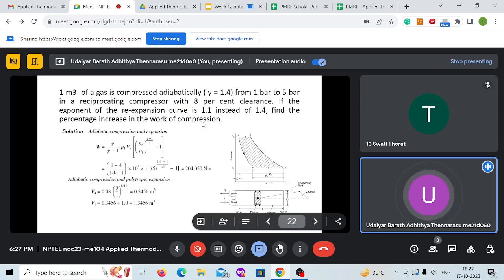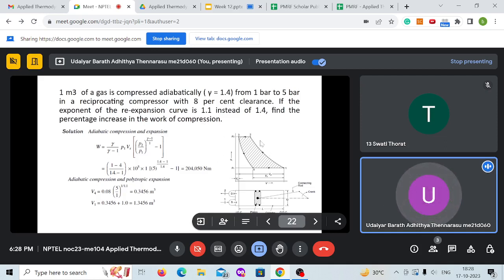Okay, so we will move on to solve some numericals. We have 1 meter cube of gas which is compressed adiabatically from 1 bar to 5 bar in a reciprocating compressor with 8% clearance. So clearance volume is given as 8%. If the exponent of the re-expansion curve is 1.1 instead of 1.4, find the percentage increase in the work of compression.